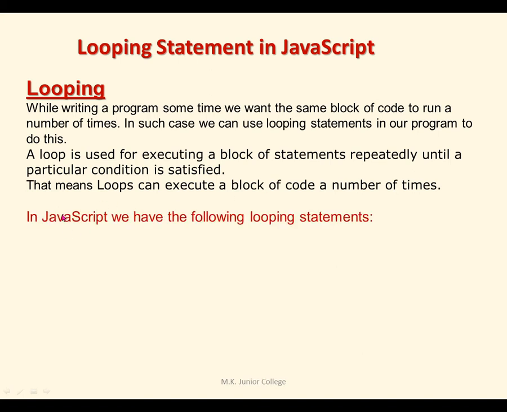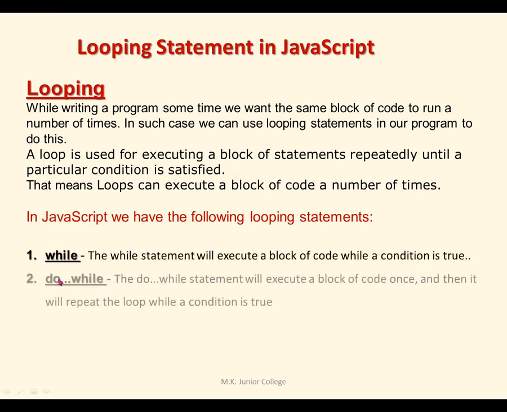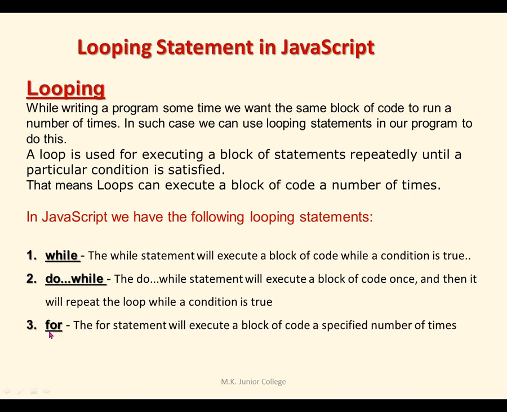Now we'll see how many looping statements there are in JavaScript. In JavaScript we have the following looping statements. The very first is the while statement, next is the do while statement, and third is the for statement. As per your syllabus you have only the while statement and the for statement, but you must know what the do while statement is, what the difference between while and do while is, and then we'll see the for statement.